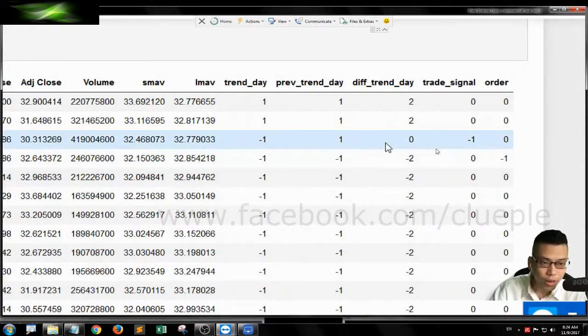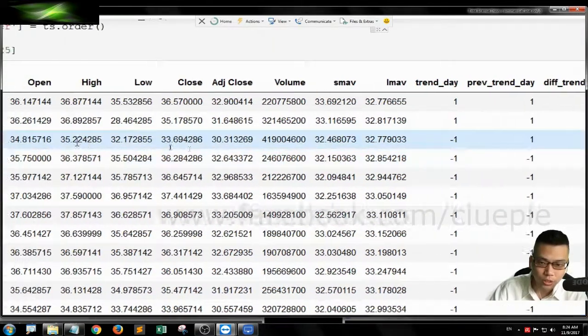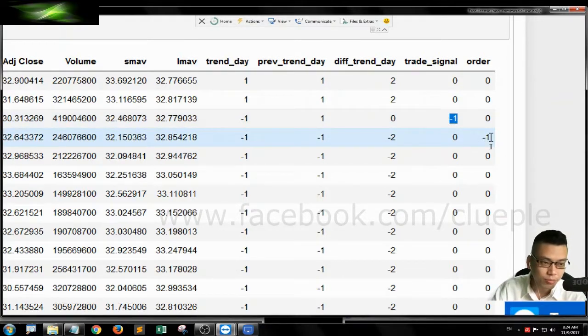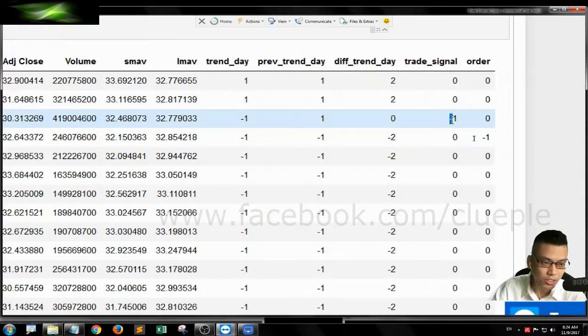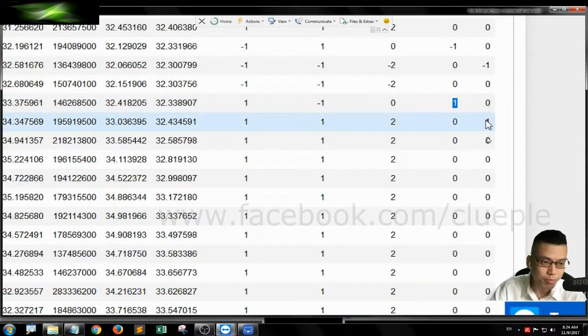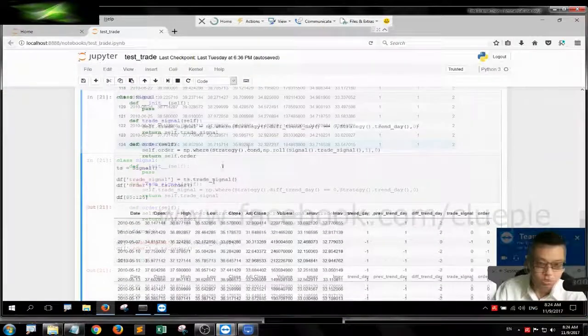Okay, so when the previous day, which is May 7th, is a sell signal, which is -1, then today we are going to sell. It's based on the previous day's trade signal. Also the same, let's pick the day. So when the previous day was a buy signal, a +1, then we are going to buy, place the order today. So that finishes the signal class.